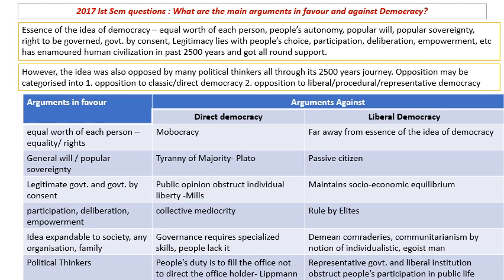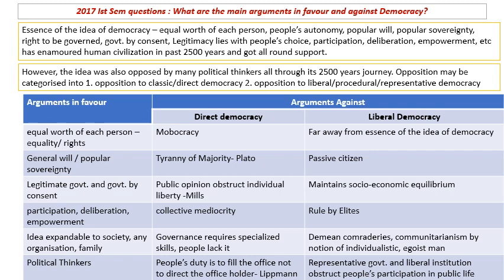Some points, if I may tell you: of course, direct democracy was opposed. That is mobocracy, tyranny of majority. Plato said public opinion obstructs individual liberty and liberal institutions. Mill said collective mediocrity. Mill said so educated should get more votes. Governance requires specialized skill. People lack it. How can they govern themselves? People's duty is to fill the office, not to direct the office holder, Lippmann said.